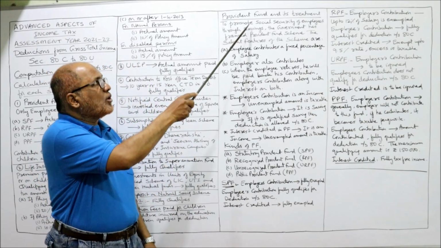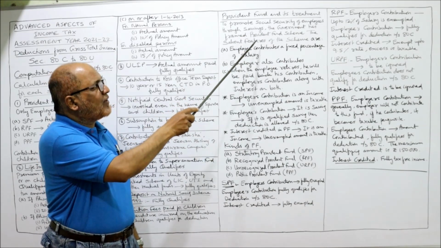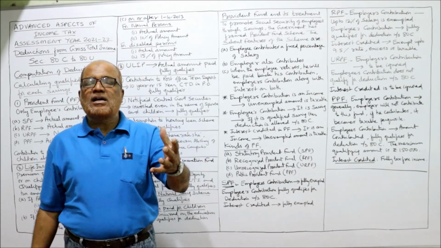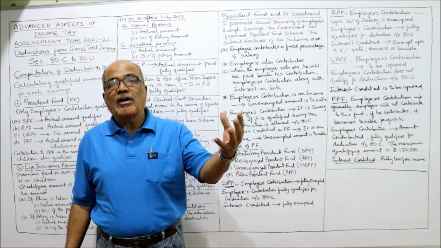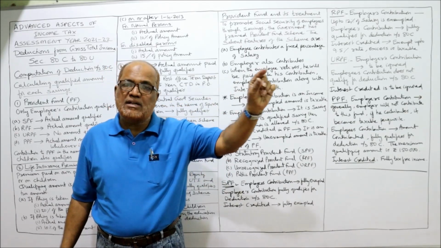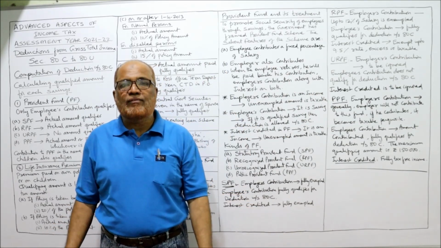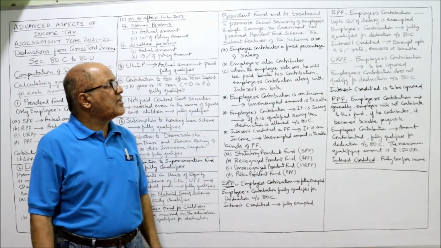So to promote social security of employees through savings, the government has framed the Provident Fund scheme. If the government only tells the employees to save, the employees may not save. When the government compulsorily puts a scheme that from your salary a certain percentage should be saved in the Provident Fund scheme, the employee compulsorily has to save. And this amount they will get back at the time of retirement.